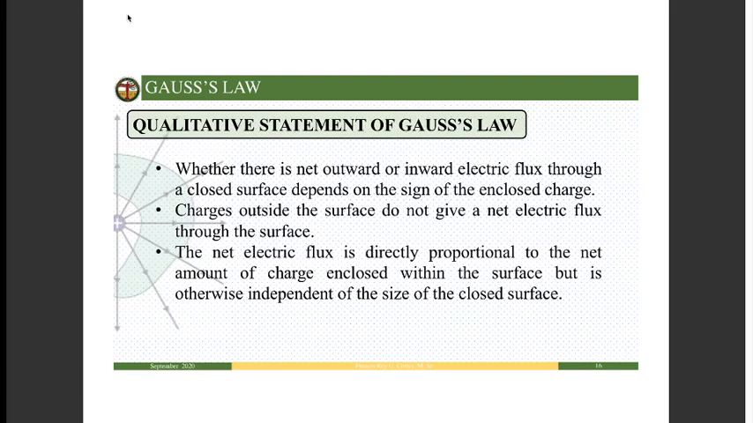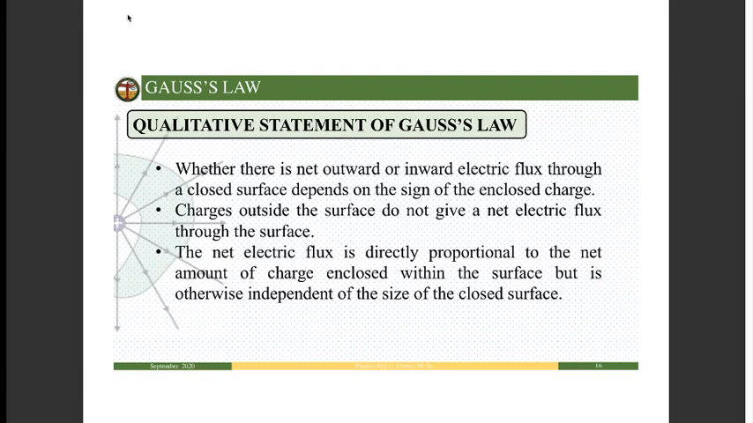Okay? So first one is the net outward or the inward electric flux is based on the sign of the enclosed charge. So the sign of the enclosed net charge. So if ever imong net charge is positive, then naa kay net outward electric flux. But if naa kay negative nga enclosed charge or net charge, then naa kay inward electric flux. Di ba? So mao na siya ang first statement.